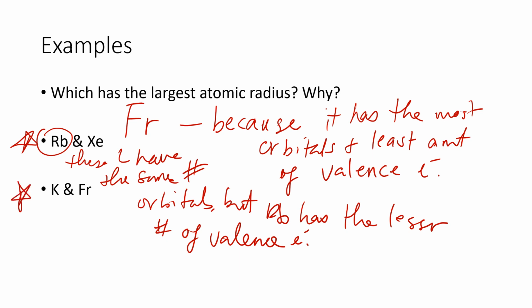Potassium and francium, which of the two has a larger one? So francium, because francium has a higher number of orbitals, but they have the same number of valence electrons, so keep that in mind.